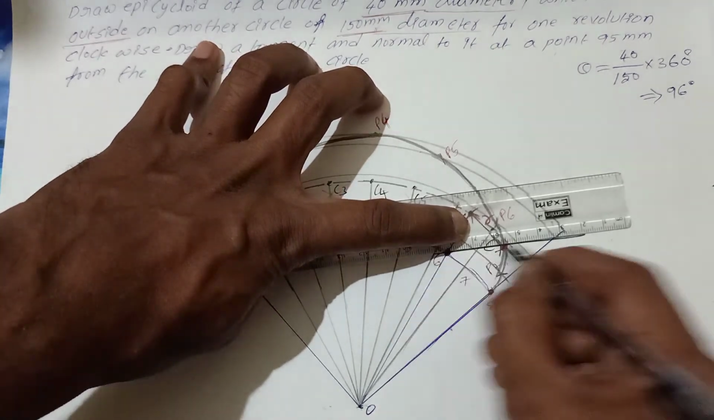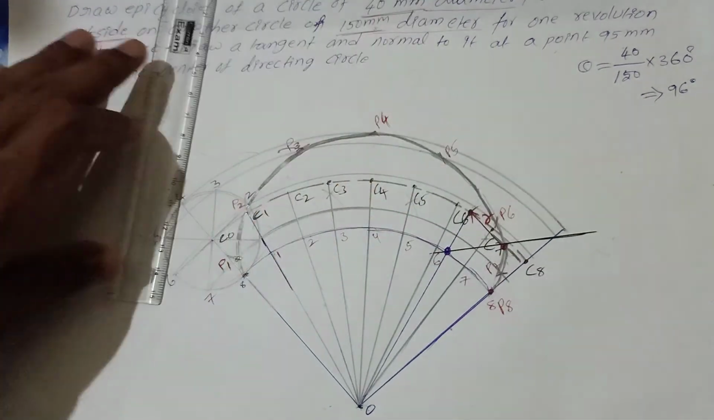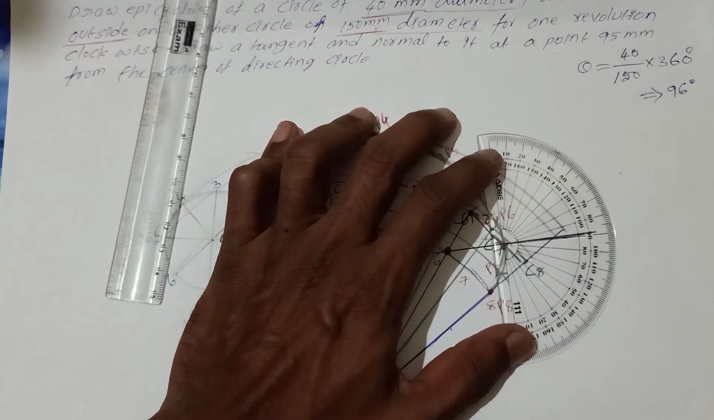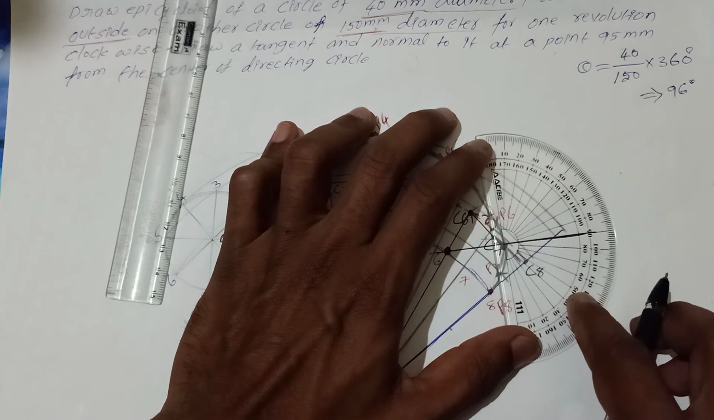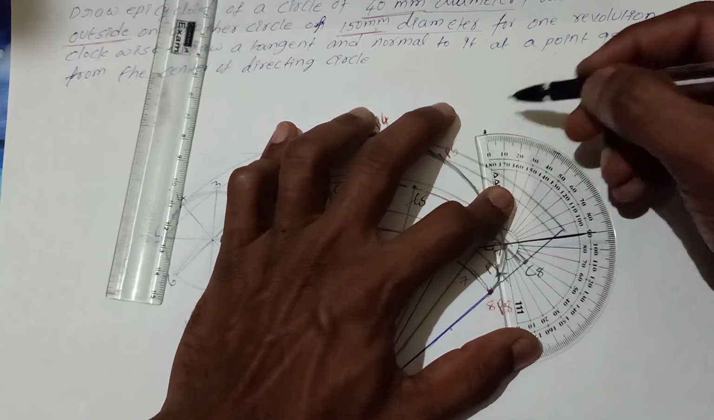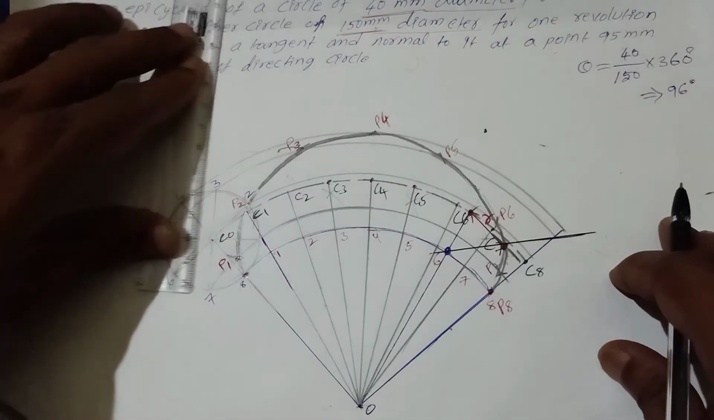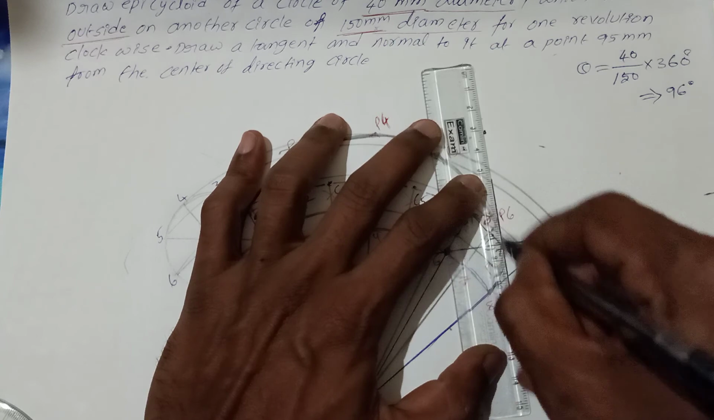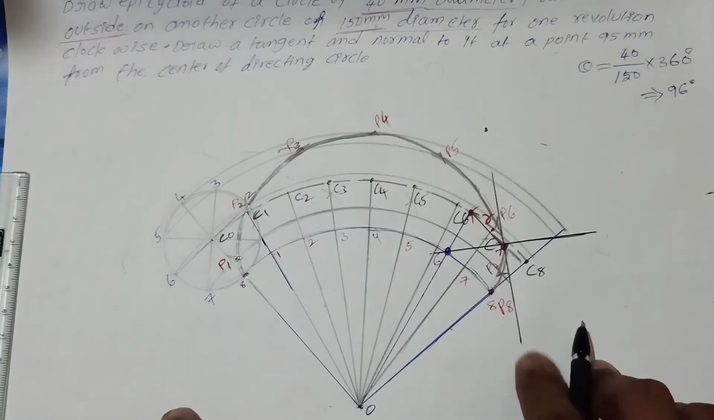normal. Then draw a perpendicular at this point, like this, with the set square, this is 90, this is 0. If you draw a perpendicular to the normal, you will get the tangent.